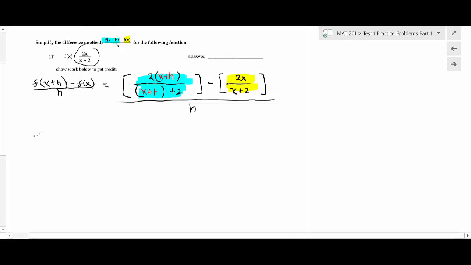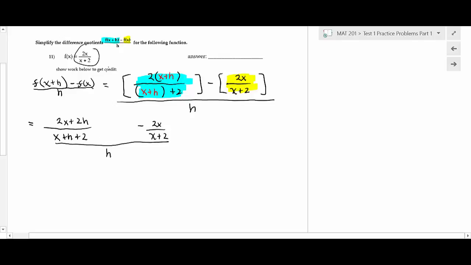Now, I'm going to do a little simplification. You could certainly go ahead and multiply that out if you want to, and then you could just write this as x plus h plus 2, which is what I'm going to do. So I'm going to write this as 2x plus 2h in the numerator, and I'm going to write this as x plus h plus 2 minus 2x over x plus 2, and then all over h.